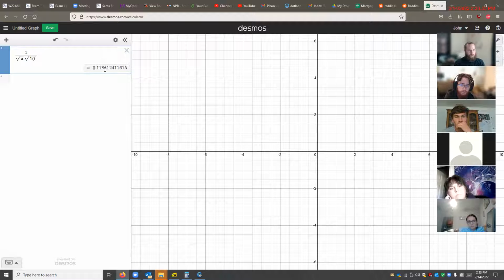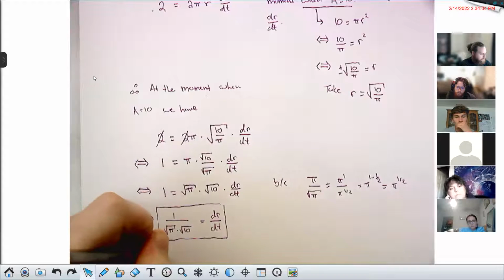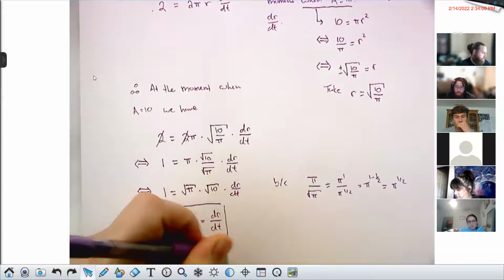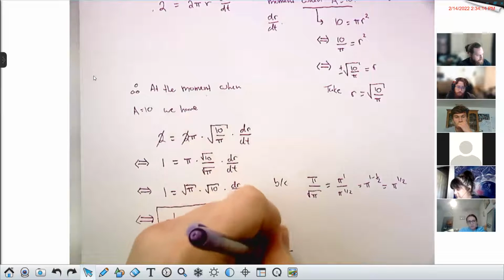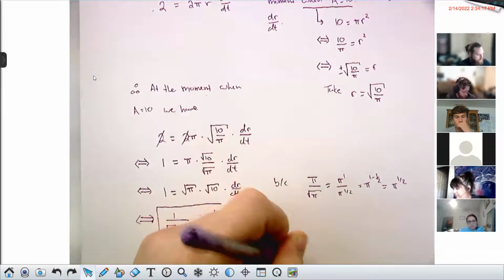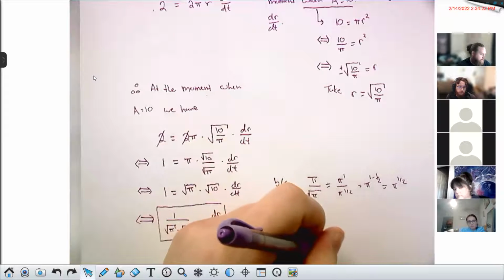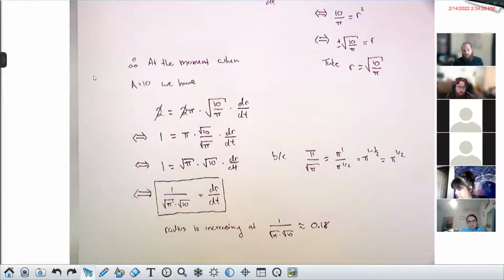So that's about 0.178, or 0.18. And the units here: the radius is increasing at 1 over root pi times root 10, approximately 0.18. And we want to ask ourselves, what units would this have? Is it rabbits per year, miles per hour, bagels per person?